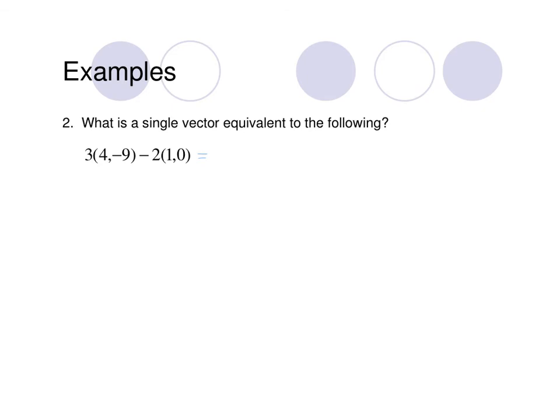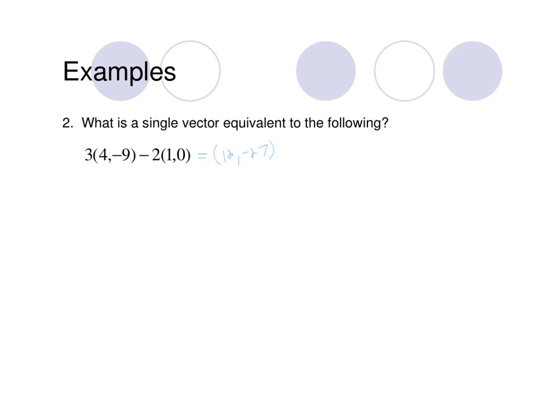So when we go to simplify this, we saw earlier that if you're multiplying a vector in Cartesian form or as an ordered pair by a scalar, we're just multiplying each of the x and y coordinates by that scalar. So we can multiply both 4 and negative 9 by that scalar 3. And we can multiply the vector 1, 0 by that scalar multiple of 2.